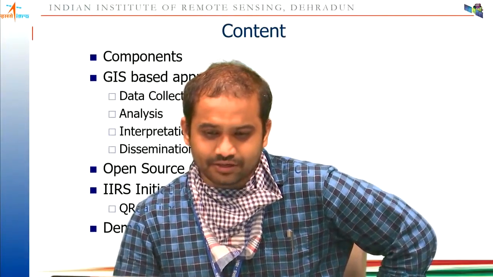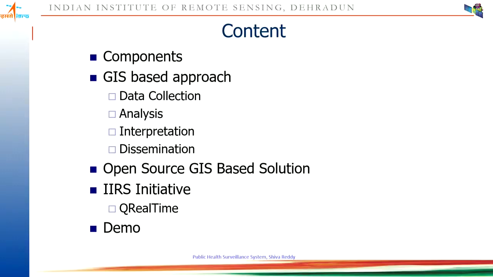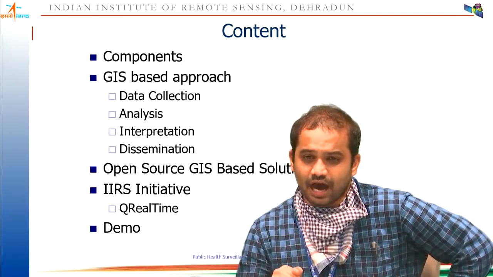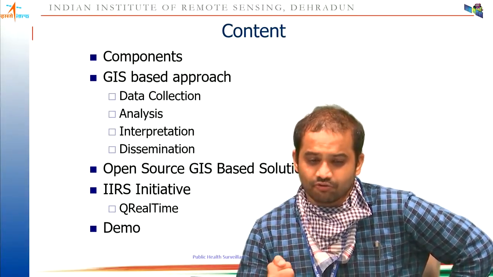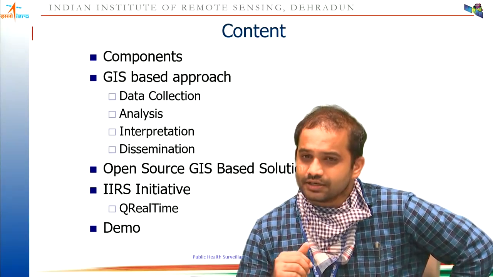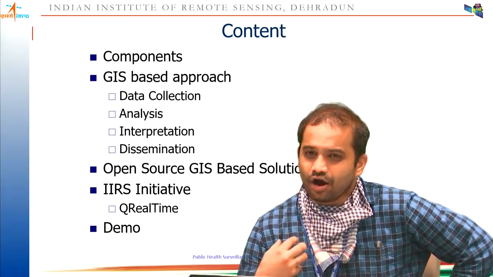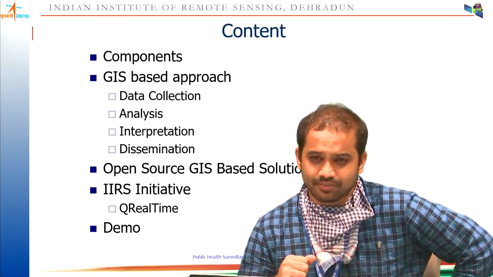The course outline is: what are the essential components of the public health surveillance system, and how these essential components can be visualized from the perspective of GIS. So in a GIS-based approach, how we can deal with different components of public health surveillance. Then we go to the implementation level, how we can use open source solutions for designing or implementing a public health surveillance system.